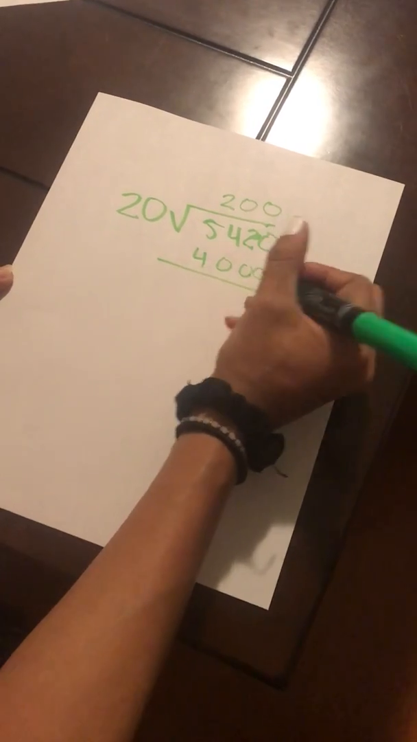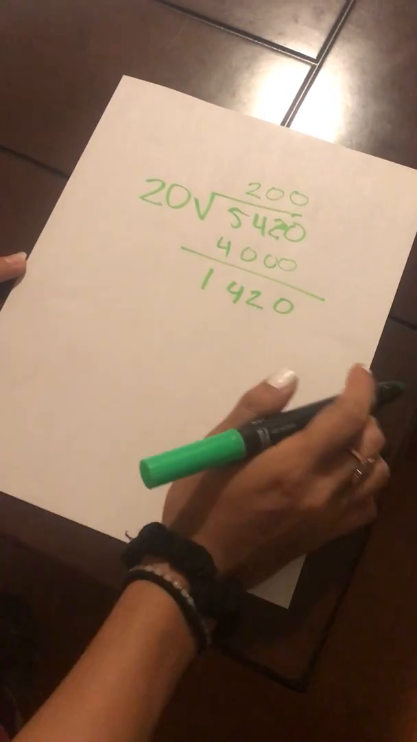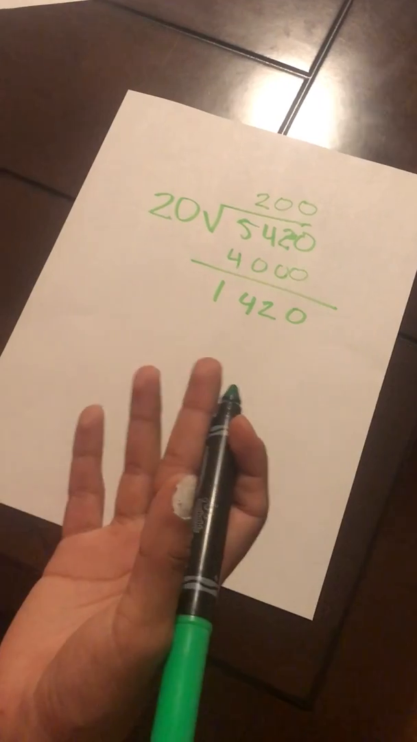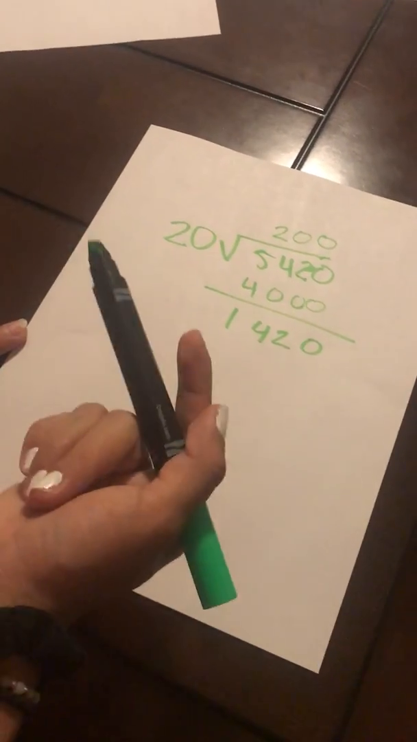0 minus 0 is 0. 2 minus 0 is 2. 4 minus 0 is 4. 5 minus 4 is 1. So now we get 1,420. And you know that 2 times 7 is 14. So we're going to use our guess of 70. Because again, 7 times 2 is 14. You add up the zeros, you get 1,400. So we're going to put that guess we're multiplying by on top. And we get 1,400. So we're going to subtract.